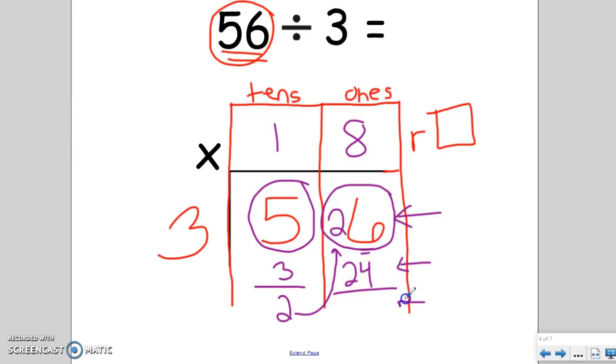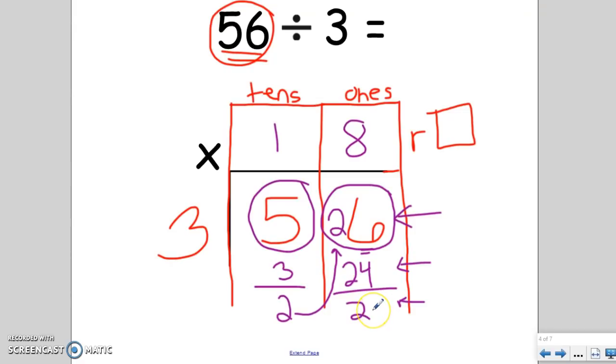Now I need to figure out how far away from my target am I? Well, starting at 24 and counting up to 26. Starting at 24, 25, 26. You can see I counted 2 to get up there. And again, 2 plus 24 gets me to 26.